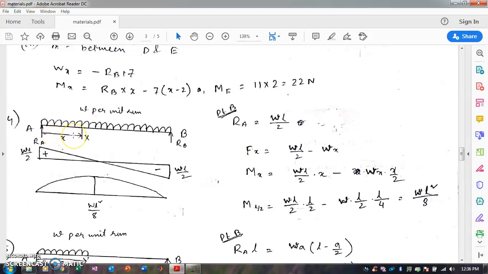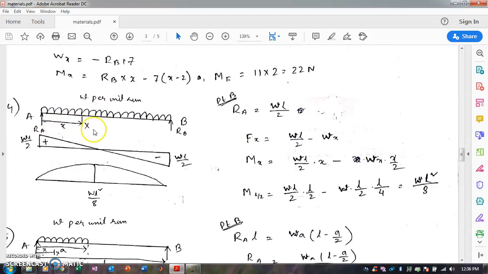RA into L will be equal to the moment due to the downward force, that is WL into L by 2. So WL is the force and the distance is L by 2. So RA into L equals WL into L by 2. So you will get the value of RA, that is WL by 2.